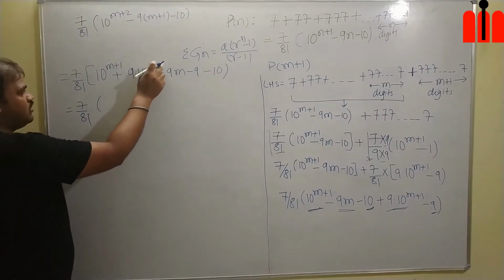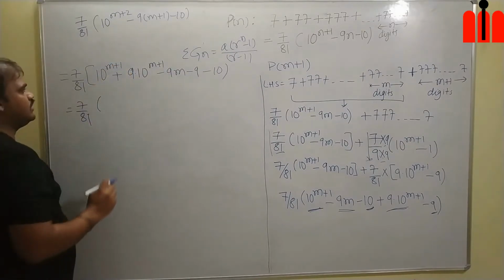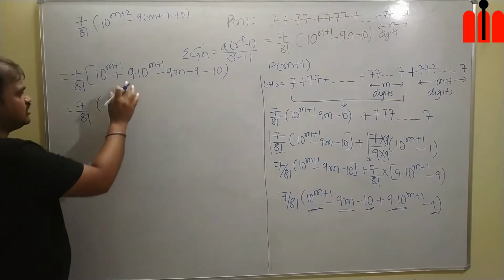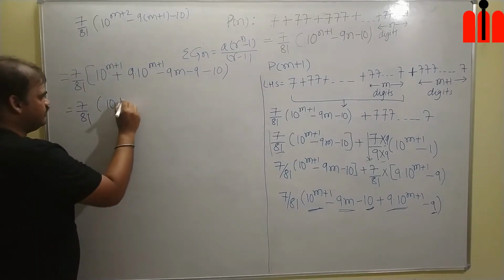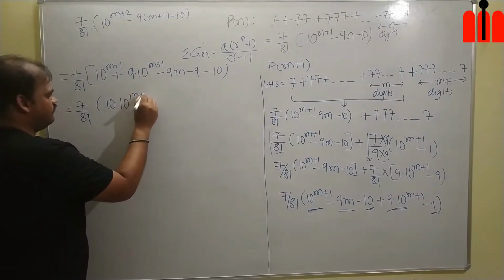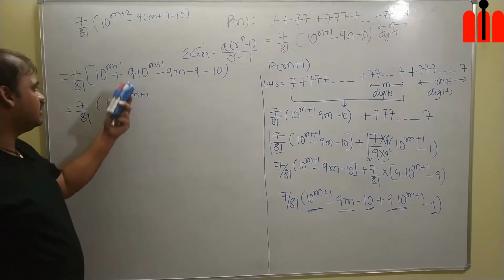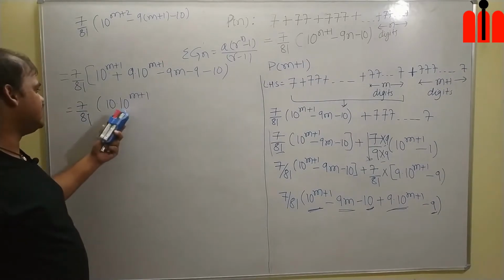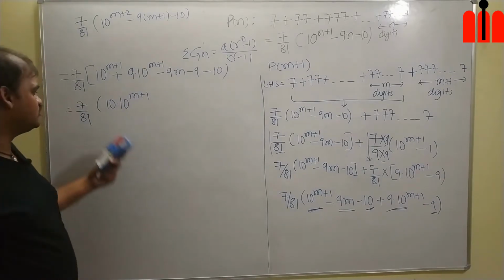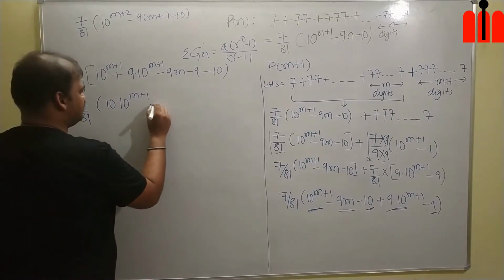9 into 10 to the power of m plus 1, plus 10 to the power of m plus 1. So it will be 9 plus 1, which will be 10. So 10 into 10 to the power of m plus 1 it is. Okay, 9x plus x is 10x. What is x? x is 10 to the power of m plus 1. So it is 10 into 10 to the power of m plus 1 minus.